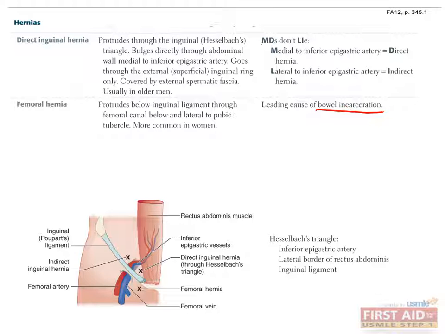This diagram provides us a broader view of the region of interest, showing us the critical inferior epigastric vessels and the sites of different hernias. You can see that Hesselbach's triangle is formed by the inferior epigastrics, the lateral border of the rectus abdominis, and the inguinal ligament.